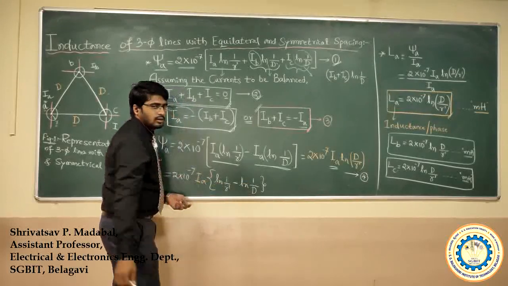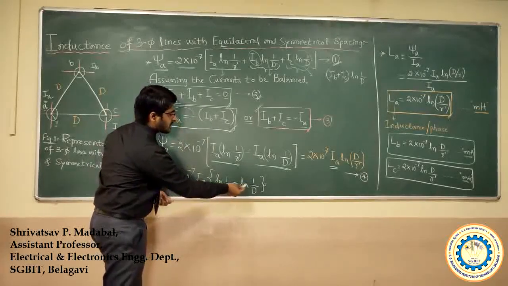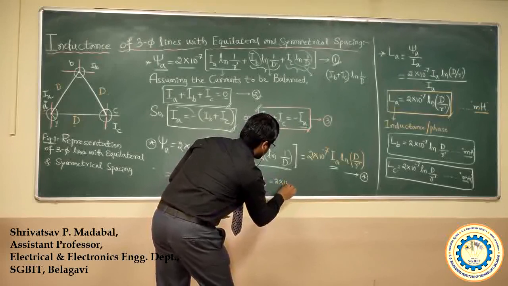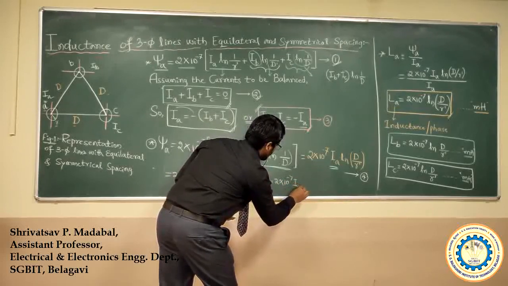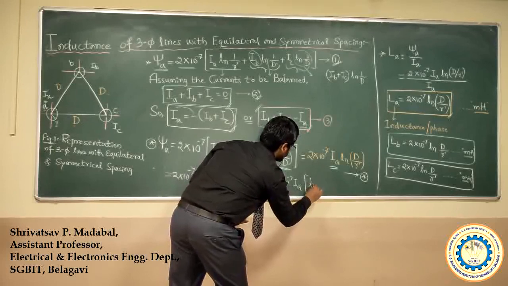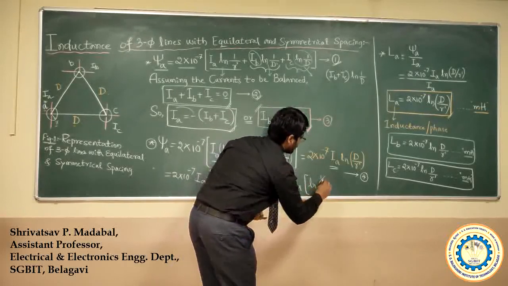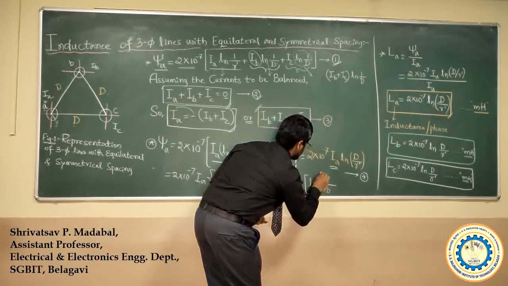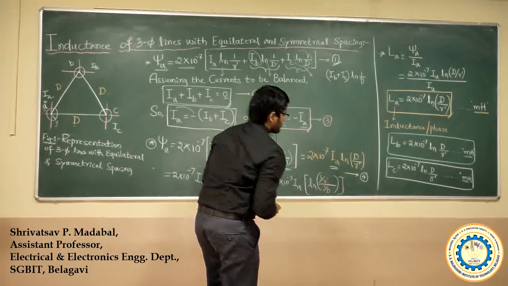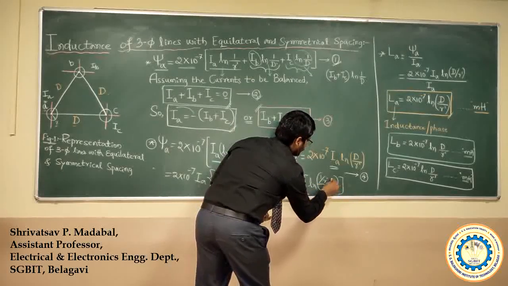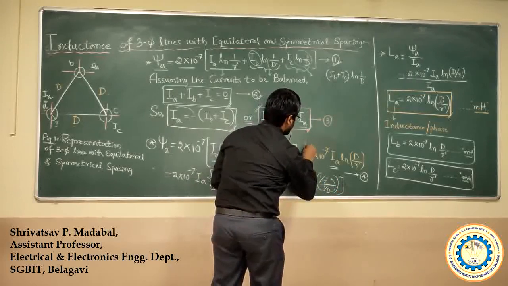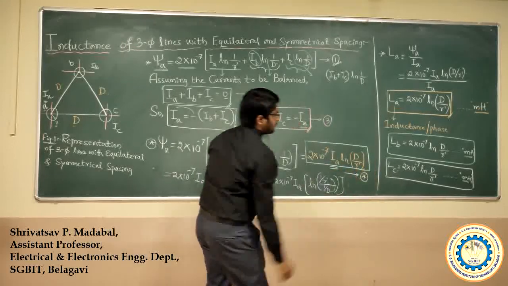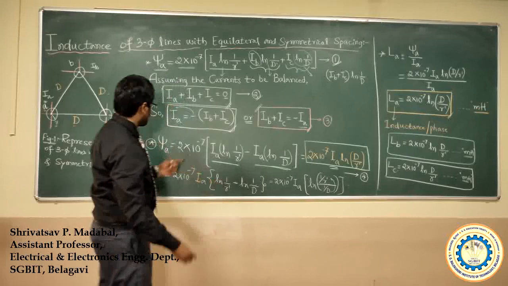I can take the division. Whenever it is subtraction, it becomes division in terms of logs, so it will be 2 into 10 raised to minus 7 IA ln of 1 by r dash divided by 1 by d. I can represent it this way, such that if this goes to the numerator side, finally the equation becomes 2 into 10 raised to minus 7 IA ln of d by r dash. This is the equation for flux linkage.